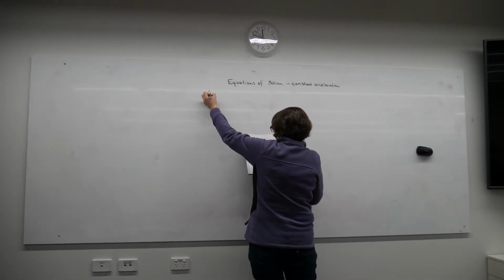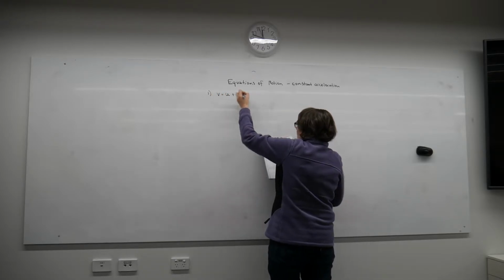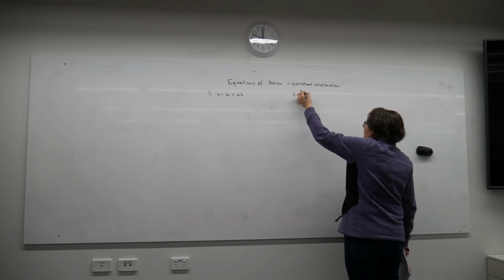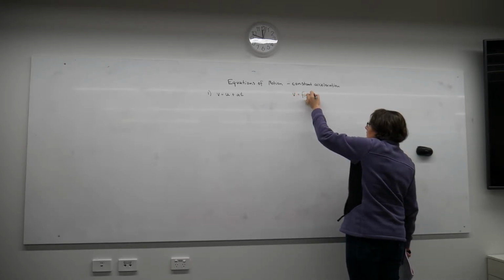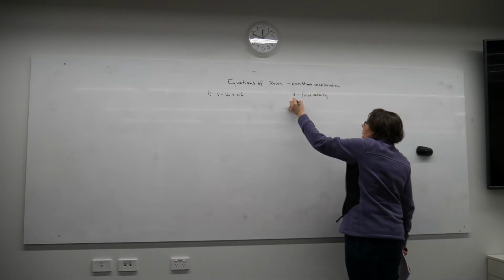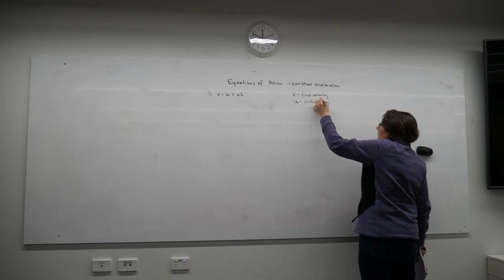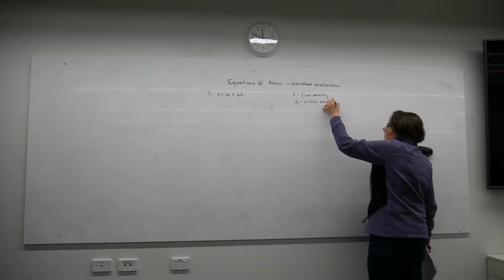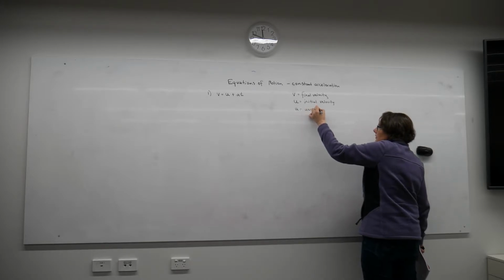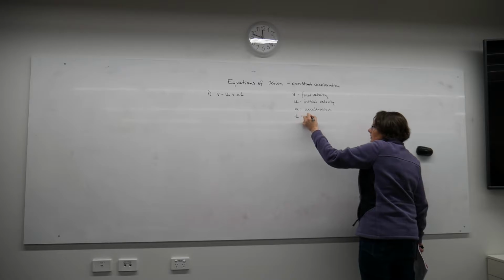The first one is quite a simple one. V is the final velocity. U is the initial velocity. A is the acceleration. And T is time.